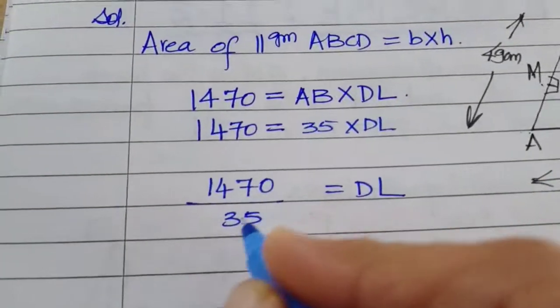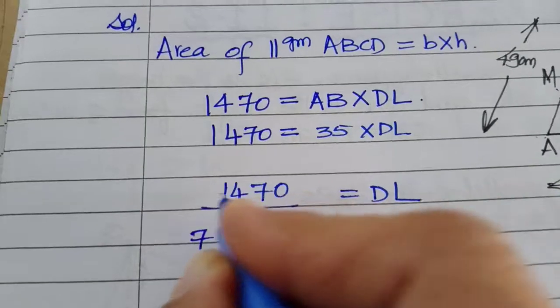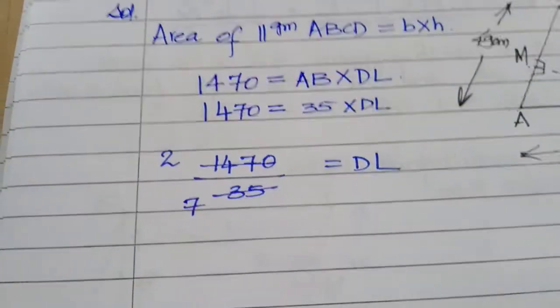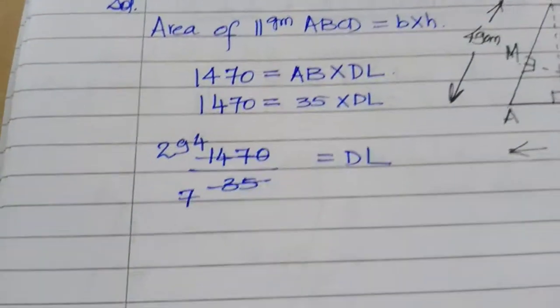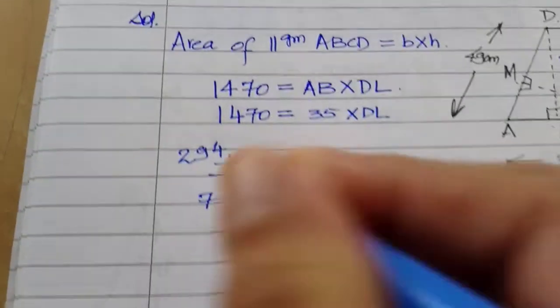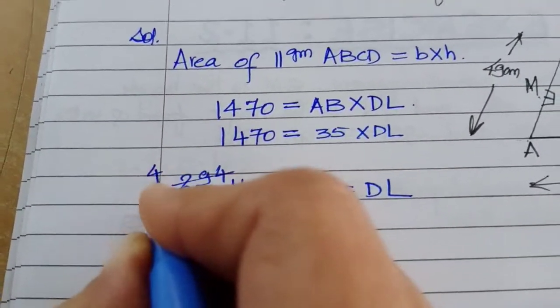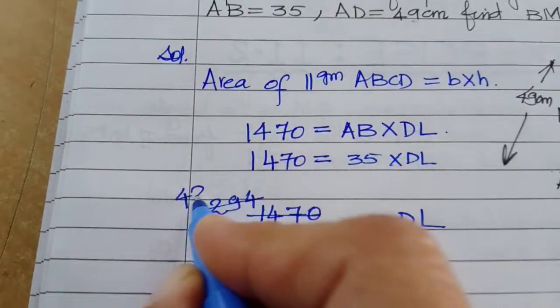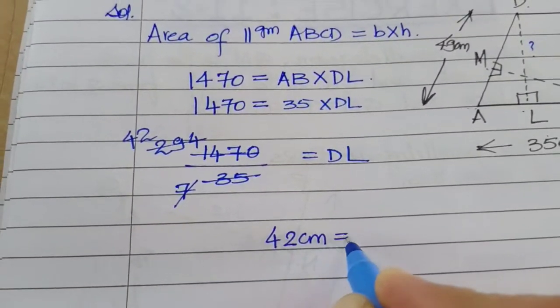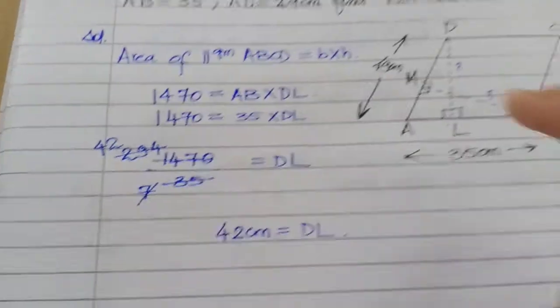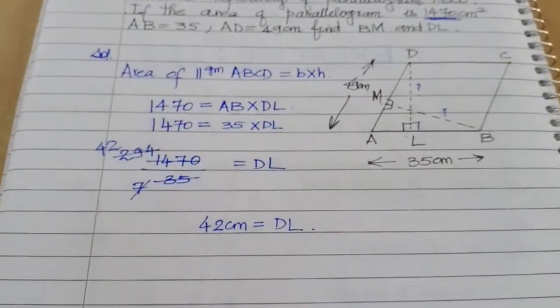Fine. So let's see, 5 sevens are... 5 twos are 10, 5 nines are 45, 5 fours are 20. Again it goes with 7. 7 fours are 28. 7 twos are 14. I got 42 centimeters is equal to DL. So we found out what is DL here.